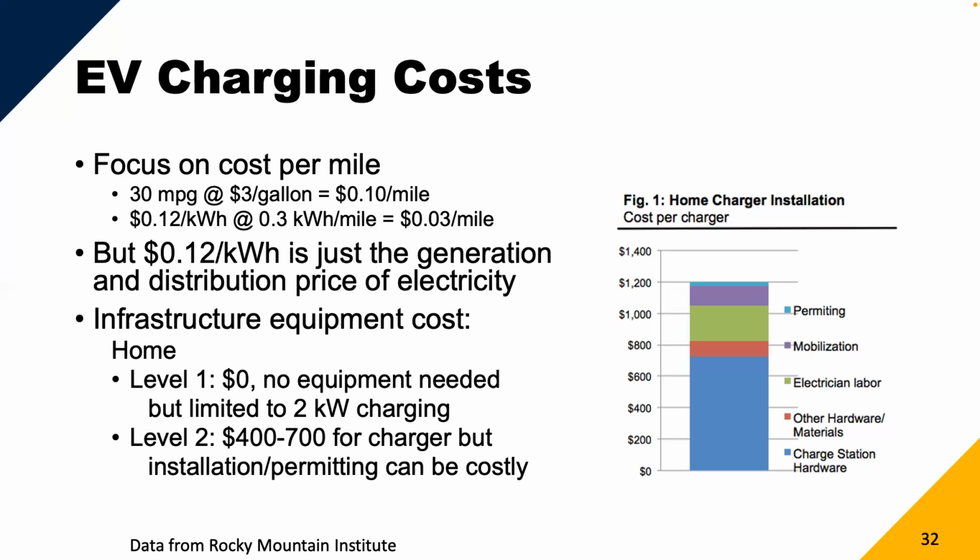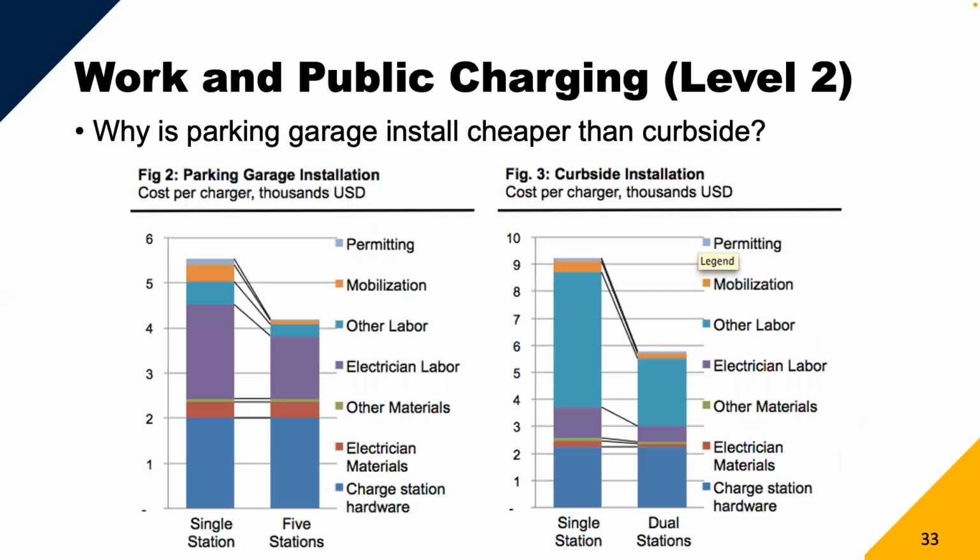So at home, level 1 needs no equipment. Level 2 is probably closer to $400 to $700 for the charger, but then you have to pay an electrician to help you with that. This might jump up by about $1,000 if you have to upgrade your panel, say going from 20 amps to 40 amps or something.